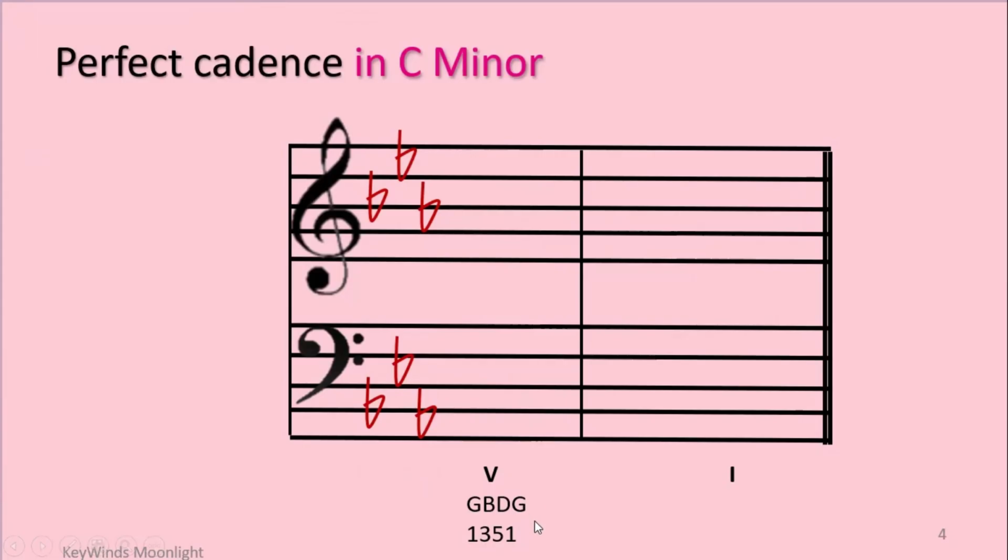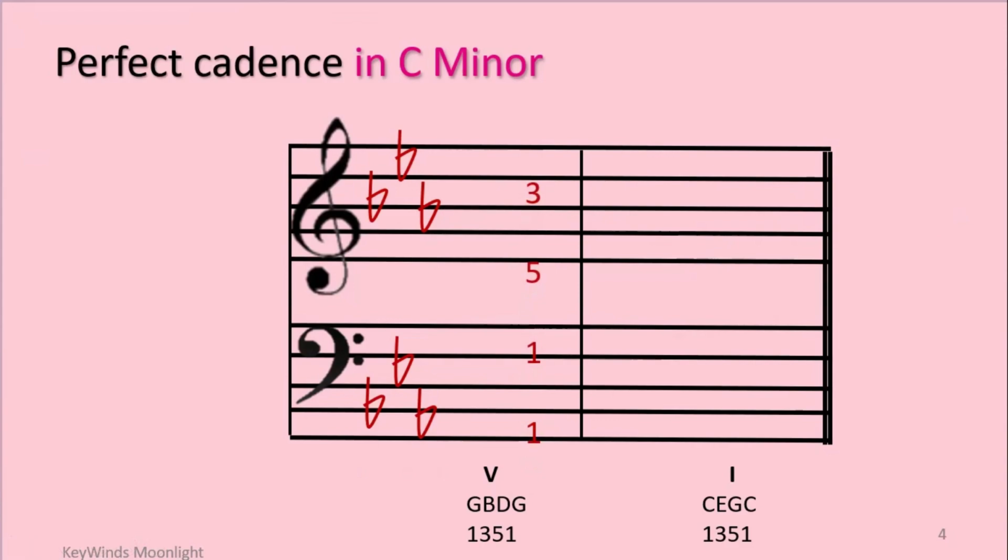To write as SATB, you need 4 notes, right? G, B, D, G. Then chord 1, what do you have? C, E, G, C. 1, 3, 5, 1. C minor is the scale, so your chord 1 is C, E, G, C. Now let's see how to fill this.